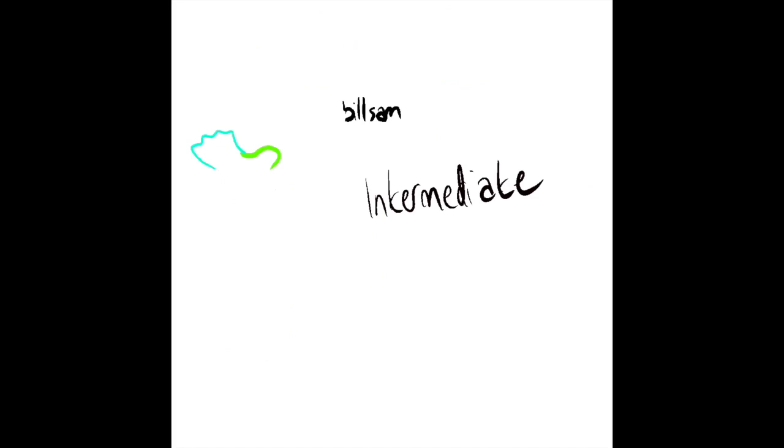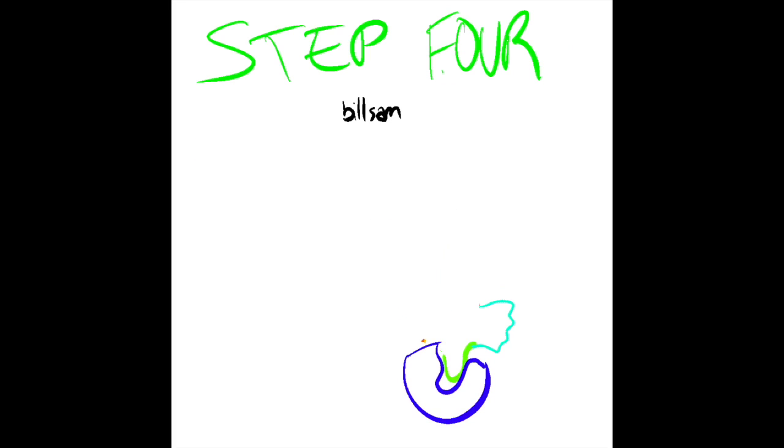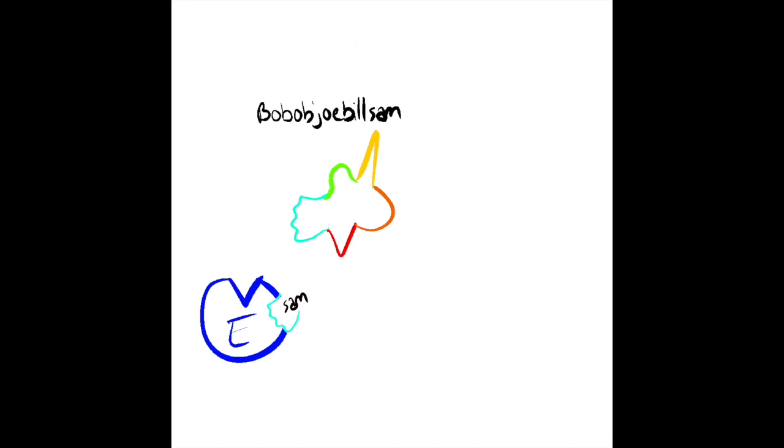In step 4, we watch Bill become separated from Sam. Now we know that Sam is the ending product, the final product. Sam continues to be a non-competitive inhibitor of the first enzyme so that this cycle cannot continue. Bo, Bob, Joe, Bill, Sam 2.0 continues on, not split up.